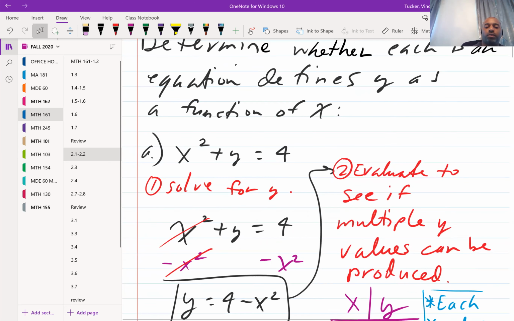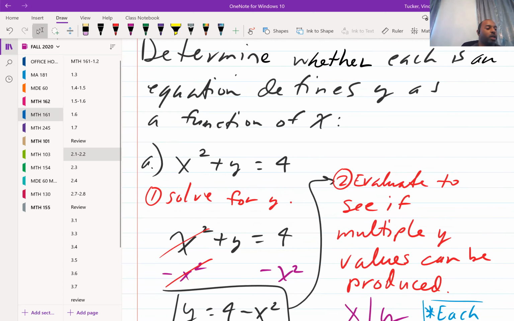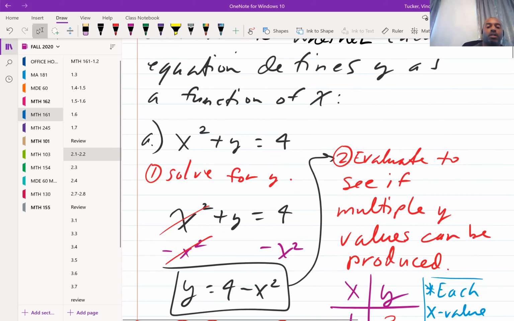So the first thing we'll do is take our equation and solve it for y. So we had x squared plus y equal to 4. Subtract x squared from both sides. y is equal to 4 minus x squared. Any problem with the first step?